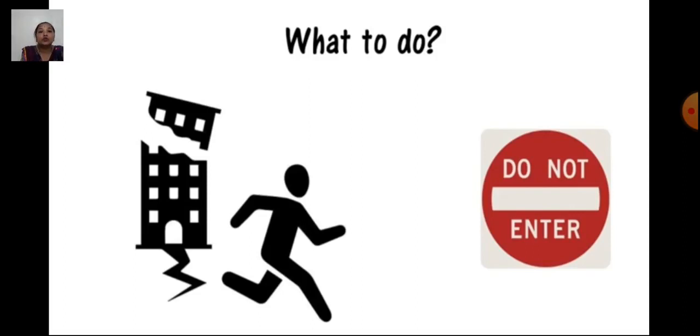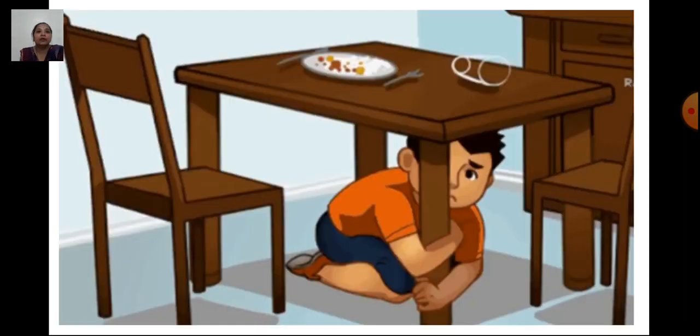So what to do? You should run out of the building as fast as you can. In the open, you are safer when nothing can fall on top of you. You should not enter the building if you feel there is an earthquake. Or you should take cover under a strong table or beside a strong wall.